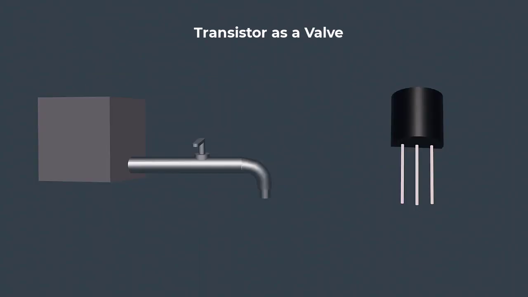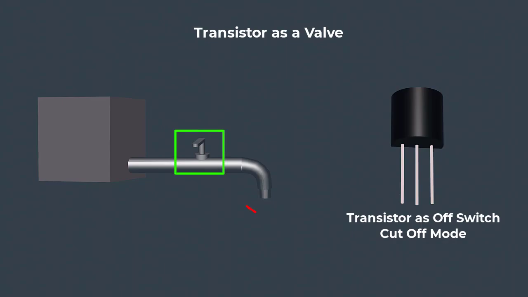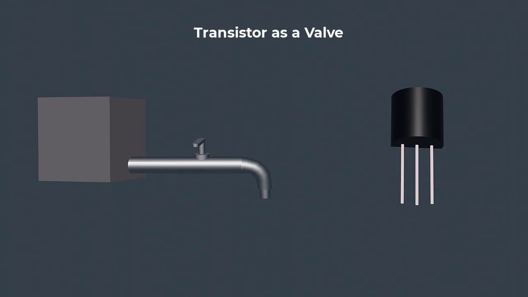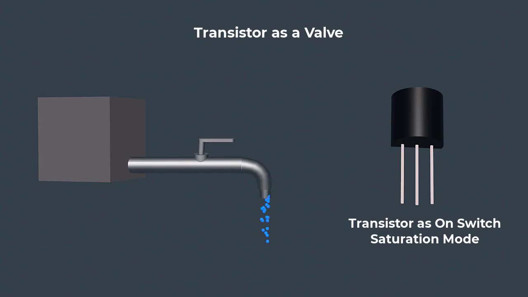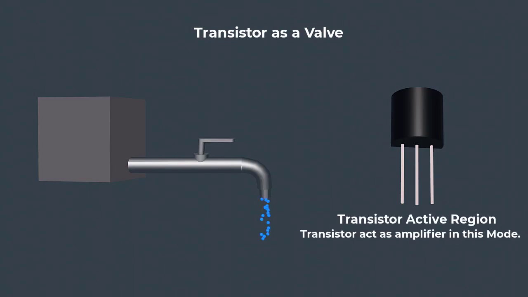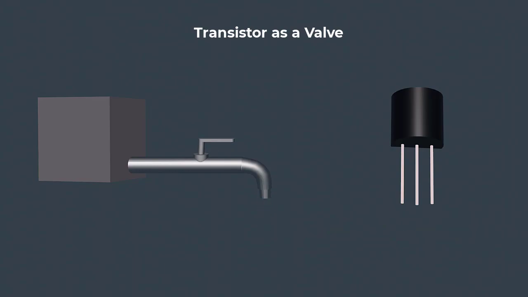Imagine a transistor as a valve in a water pipe. When the valve is fully closed, no water flows. When the valve is fully open, water flows unrestricted. The valve can control the flow of water through the pipe. By adjusting the knob, you can control how much water flows through the pipe.